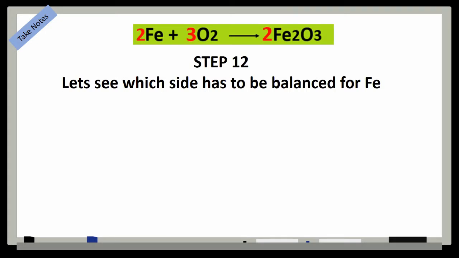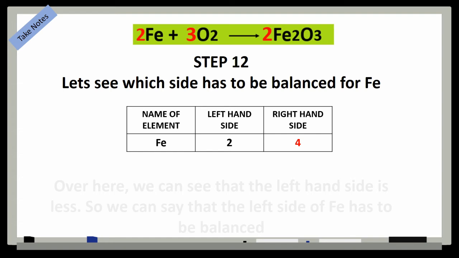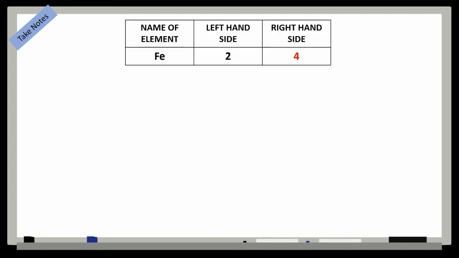Left is 2, right is 4. Clearly only one side, that is 2, is lesser. So we will balance 2. Okay, and how do I balance this 2? This is the way we always do. Alright, we will balance the left hand side by multiplying it with something. And it's quite simple. 2 into 2 gives me 4. So again I'll multiply left hand side with 2.